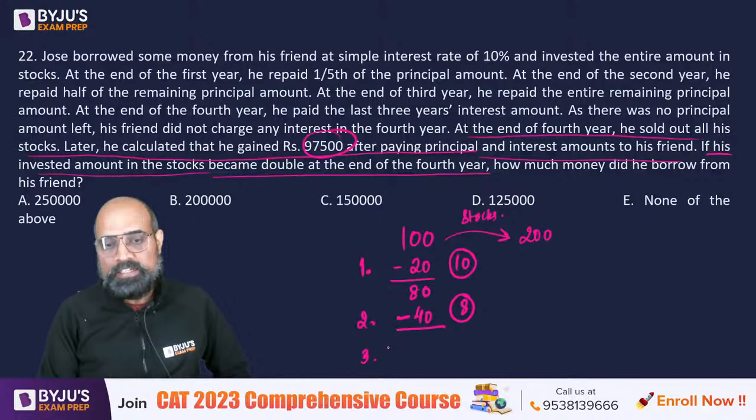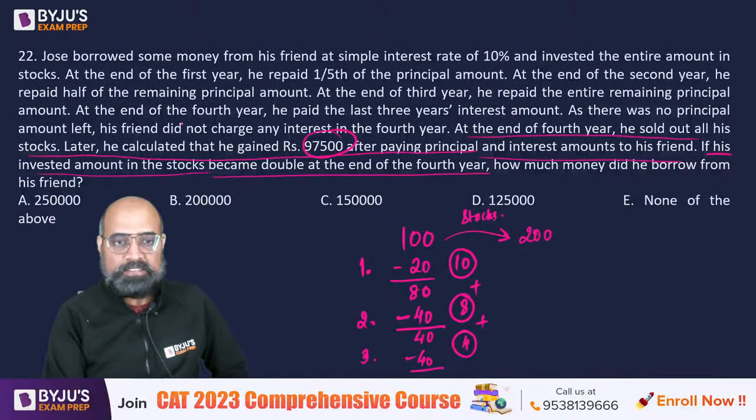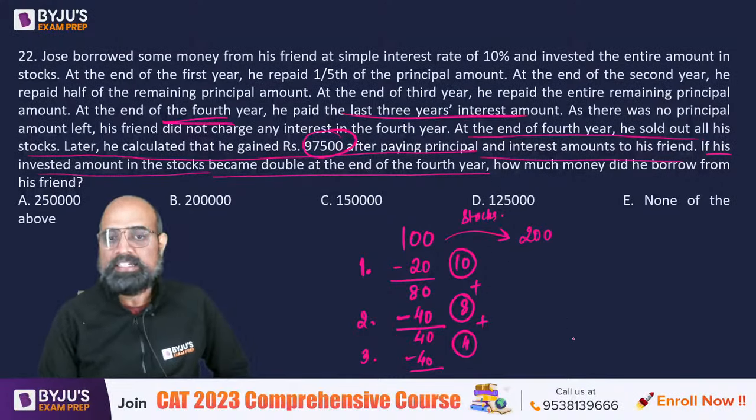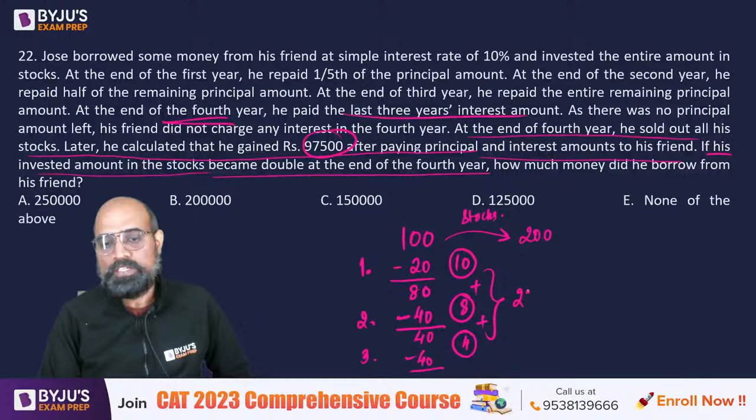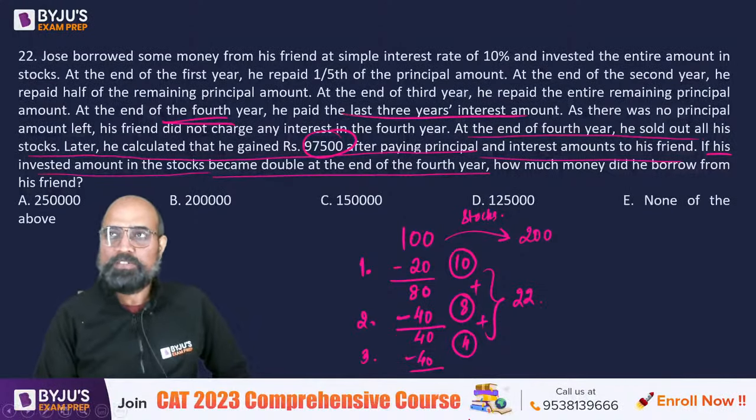Now, in the third year, so 40 बचा हुआ है. The entire principal is repaid. So पूरा 40 pay कर दिया वो. So पर ये 40 का 10% 4 rupees जो है वो अभी भी उसने pay नहीं करा. These interests he pays at the end of the 4th year. So 4th year में he repays 22 rupees. 10 plus 8 plus 4, 22.